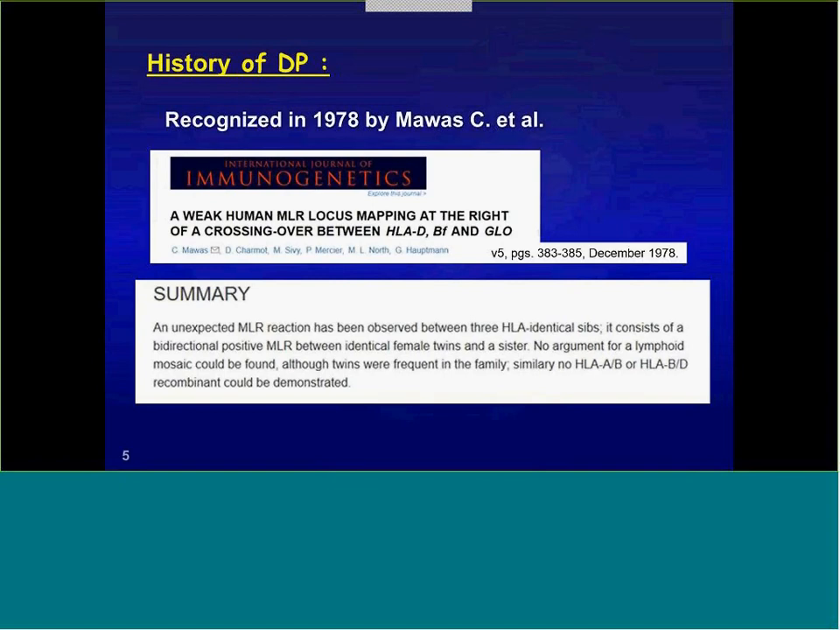And I would venture to say that the majority of people who are listening in on this webinar haven't heard about a mixed lymphocyte culture, let alone a secondary mixed lymphocyte culture, let alone actually performed a secondary mixed lymphocyte culture reaction. But that is how the derivation of DP first came into being.